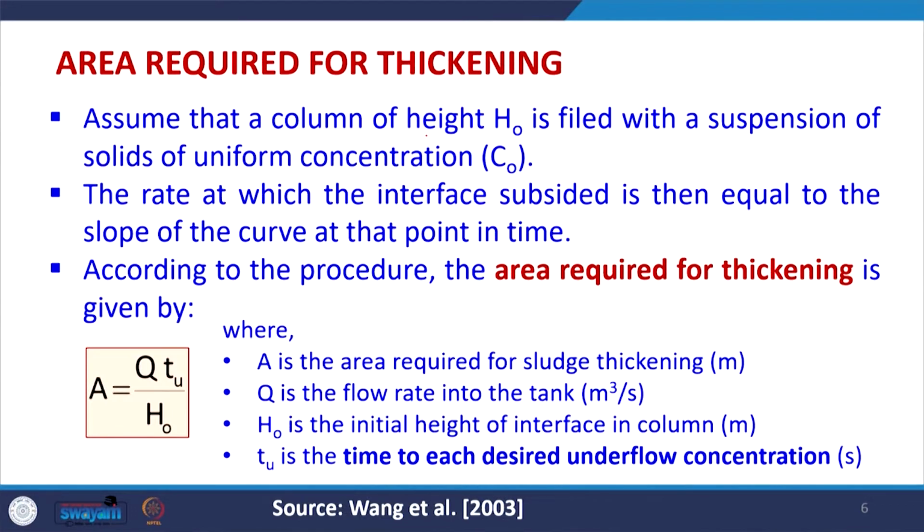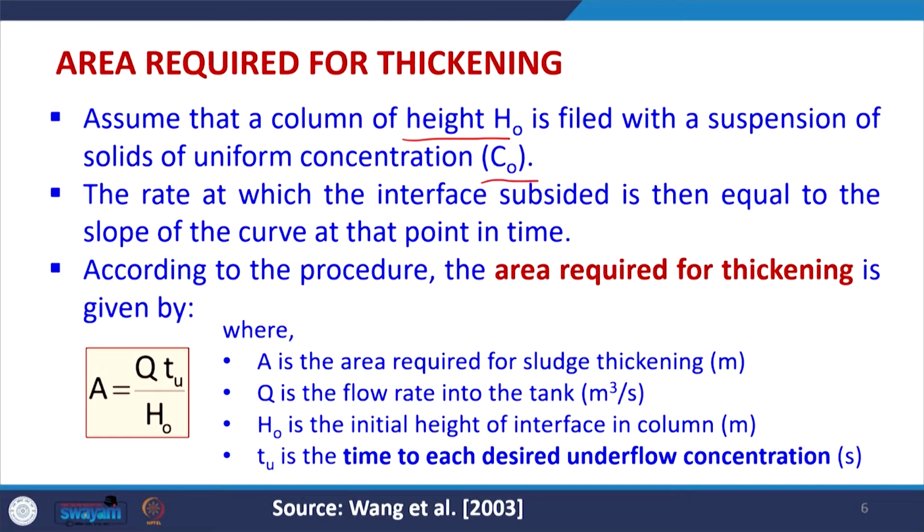Now, how to find the area required for thickening and the area required for clarification, that we are going to learn right now. From the column test, we assume that the column has a height of h0 and is filled with a slurry suspension having a concentration of C0. So the initial concentration is known.